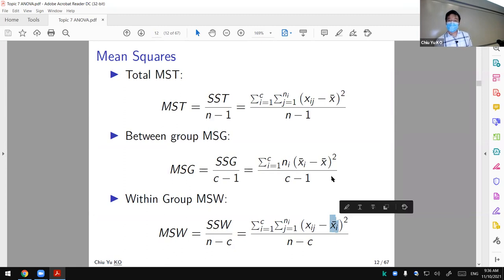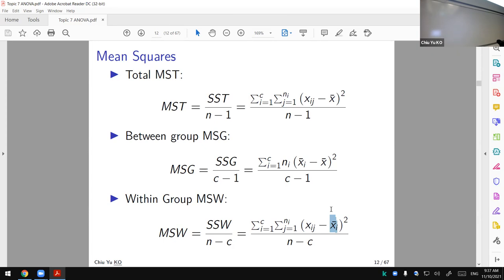Actually, this guy and this guy should be measuring the same thing, because they are just proxies of mu. So it means that you want to compare the variance between MSG and MSW. They shouldn't be too much different. Let me repeat the statement again. You should expect that these two, MSW and MSG, should not be different if they have the same mean, because both of them are measuring the distance.